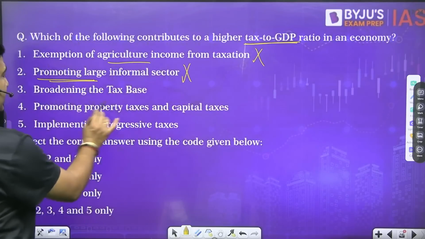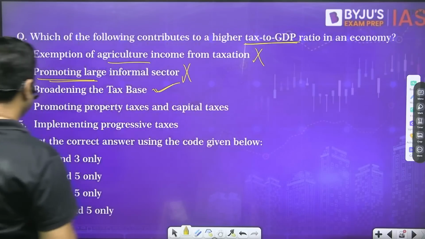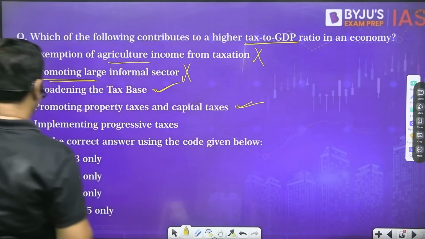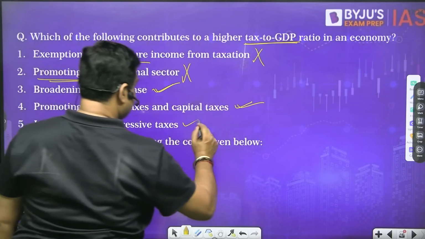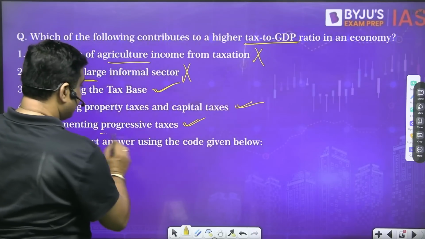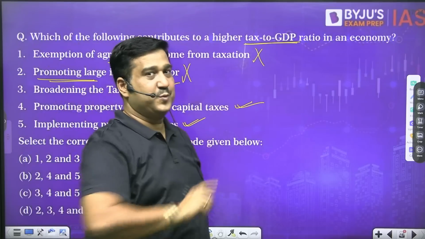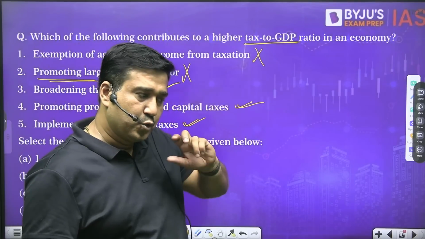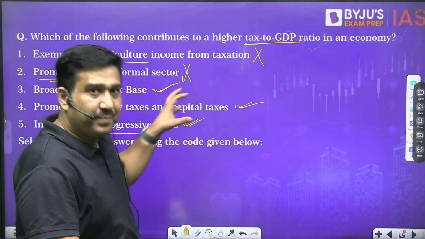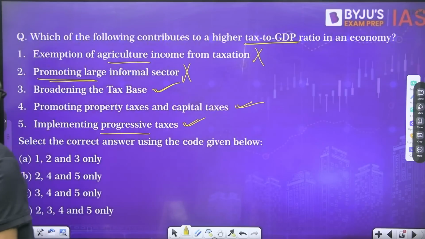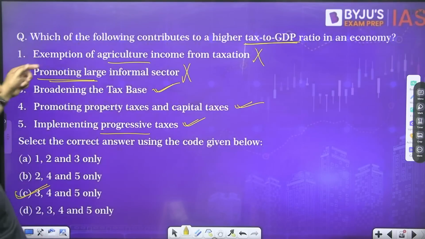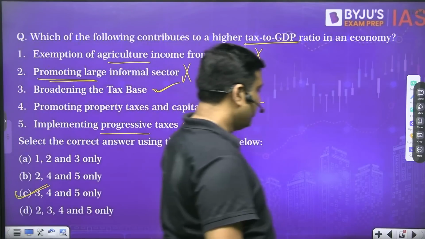Third, broadening the tax base, absolutely correct. Fourth, promoting property taxes and capital taxes, correct. Fifth, implementing progressive taxes, excellent. But as an assignment, when we say progressive, do prepare regressive as well. And along with regressive, do prepare proportional taxation as well. That will actually give you a sense of completeness. So in this question, answer would be 3, 4 and 5. Because first and second, these 2 points are incorrect. Now moving to next question.